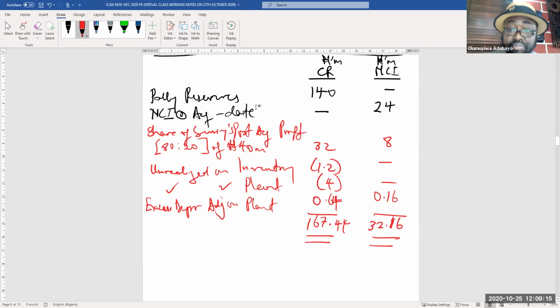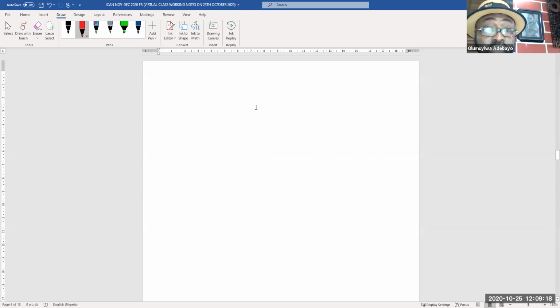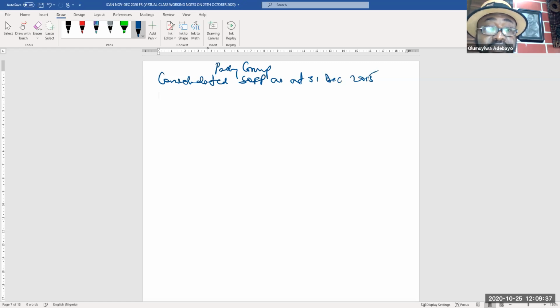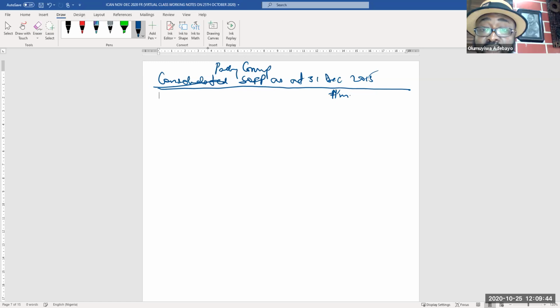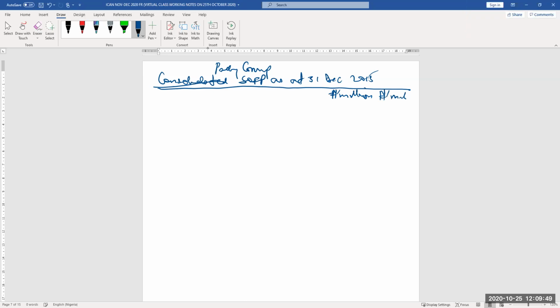Now, let's prepare our balance sheet. Pali Group consolidated statement of financial position as at 31st December 2015. Correct, sir. Please, if your network is poor, kindly send a chat.